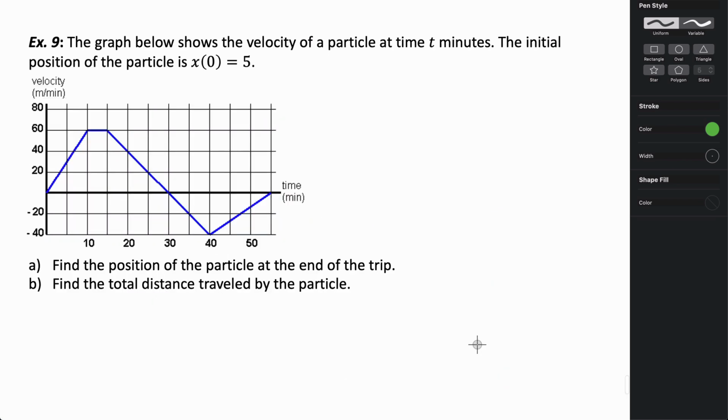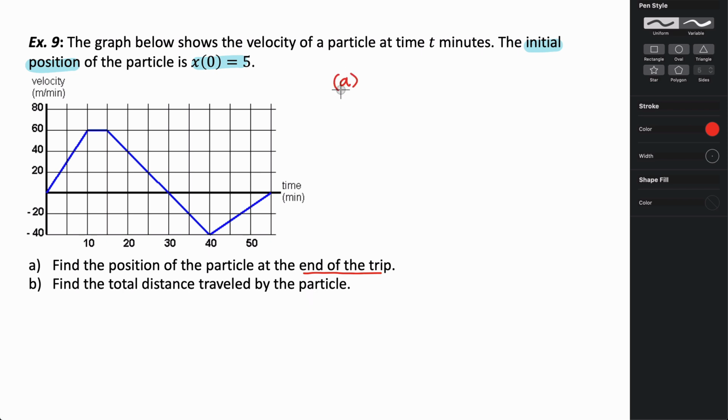meters. All right. So in this last example, we are given a graph of the velocity function at time t in minutes. And we're told that the initial position is 5 meters. So x of 0 is equal to 5. We want to know what is the position of the particle at the end of the trip. This is just the final position. And then what is the total distance traveled?